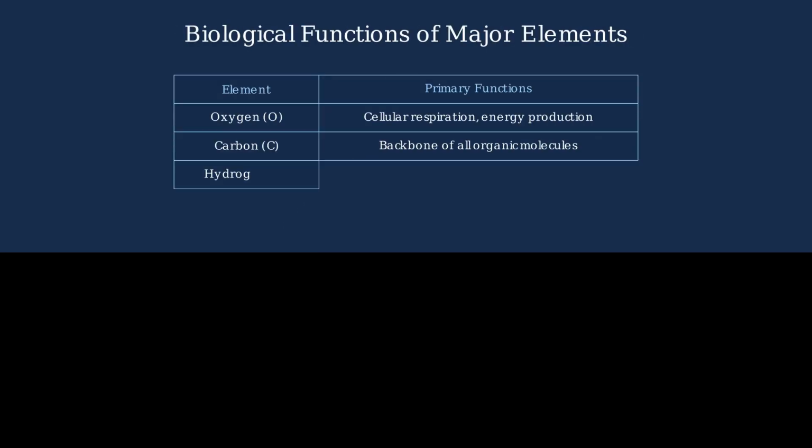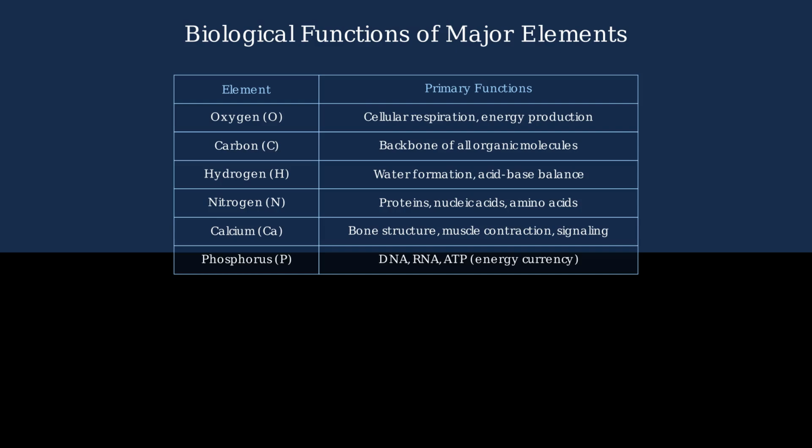Each element performs specific biological functions essential for life. Oxygen enables cellular respiration, providing energy for all cells. Carbon forms the structural backbone of all organic molecules. Hydrogen participates in countless chemical reactions and helps maintain pH. Nitrogen is crucial for proteins and nucleic acids. Calcium strengthens bones and enables muscle contraction. Phosphorus is vital for DNA, RNA, and energy storage in ATP.